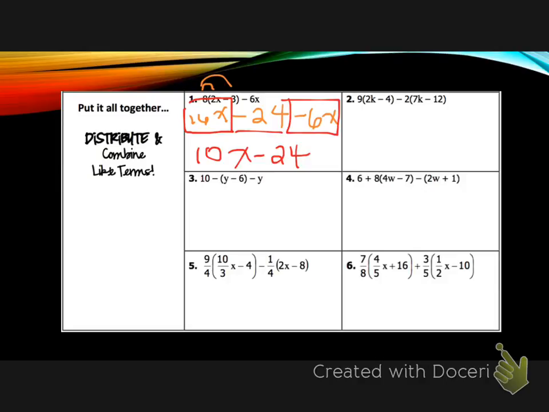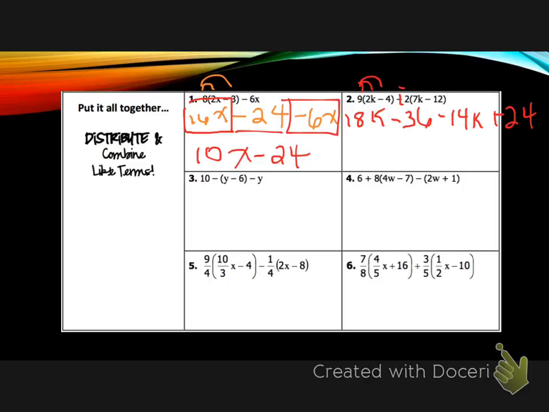If you look at number 2, we're actually going to end up distributing two different expressions. You're going to take the 9 times the 2k, which is going to give you an 18k, and then 9 times the minus 4, which is going to give you minus 36. Now you're going to distribute this negative 2, because notice it's got that out front. Like I said, if you get confused, always make it an addition problem. So we're going to pass that negative 2 out. So I've got negative 2 times 7k, which is going to give me negative 14k. And then negative 2 times negative 12, which is a positive 24.